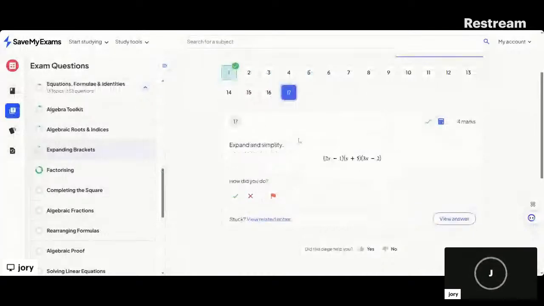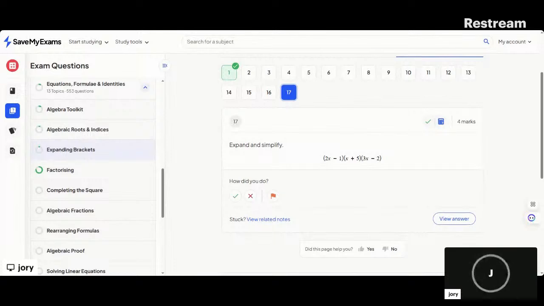Do the last one. Okay. Why is this one 4 marks? Was the last one 4 marks? It was 3 marks. That's a lot of marks for expanding. It's pretty easy. 2x minus 1, x plus 5, 3x minus 2. I guess this one is worth more because it has numbers at the beginning too. It's okay. Simple, do the first one first.